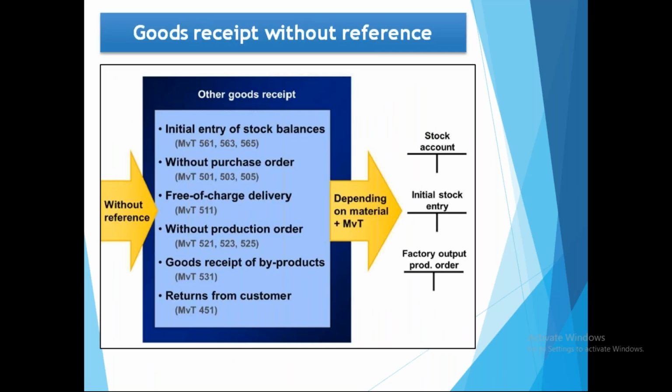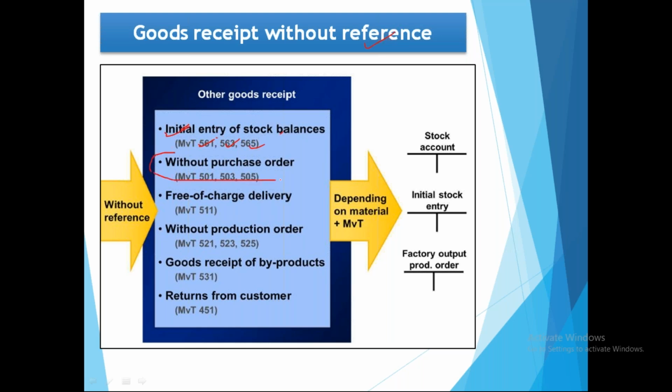Okay. It will control all these things. So now we will start with goods receipt without reference. That means goods receipt, you are receiving the material without referring to any documents like purchase order or production order. The movement types are like this: initial entry of stock balances 561, 563, 565.